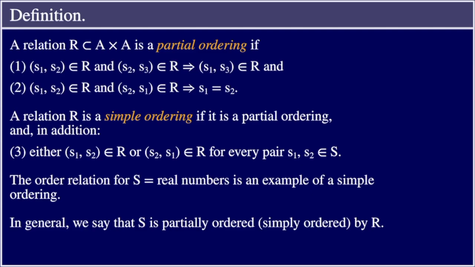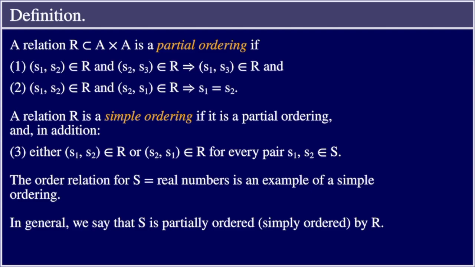Definition: a relation R, a subset of A cross A, is a partial ordering if 1. the pair (S1, S2) is a member of R and the pair (S2, S3) is a member of R implies that the pair (S1, S3) is a member of R, and 2. the pair (S1, S2) is a member of R and the pair (S2, S1) is a member of R implies that S1 is equal to S2.